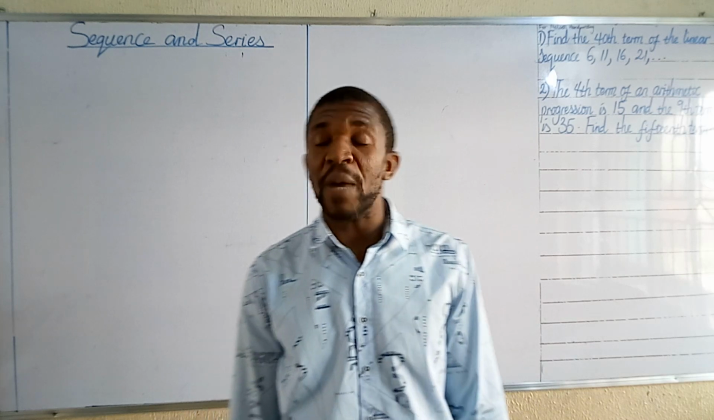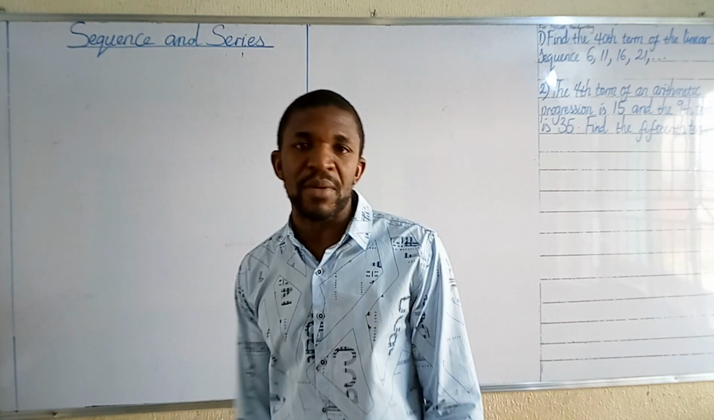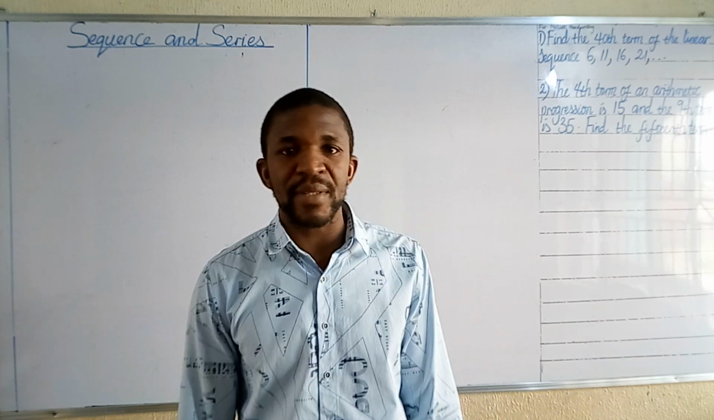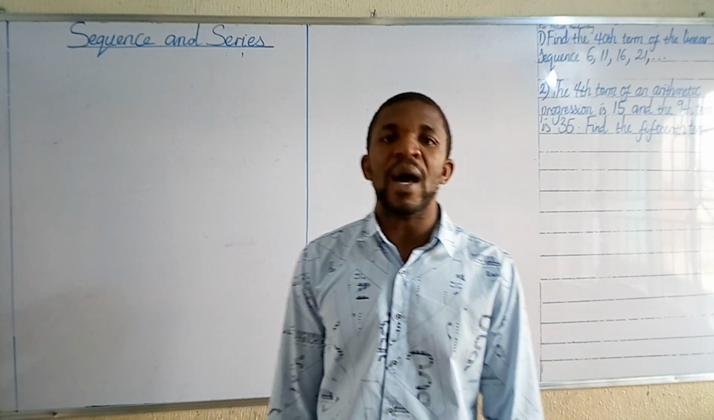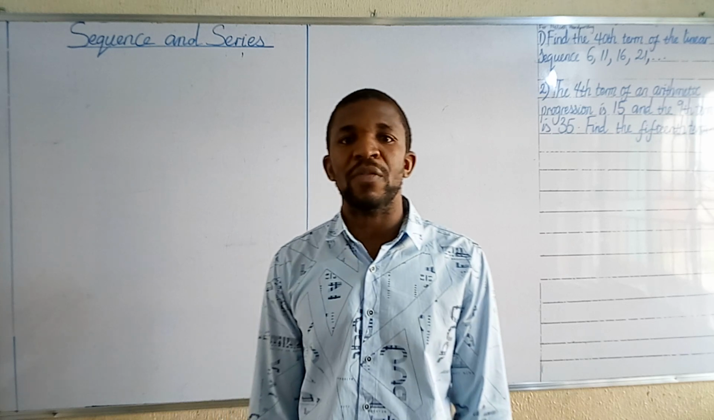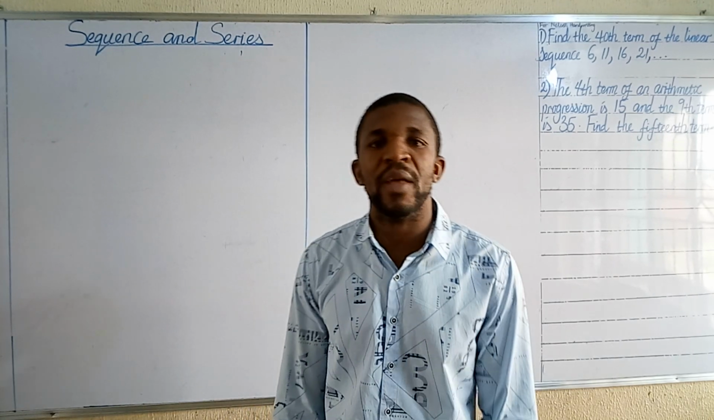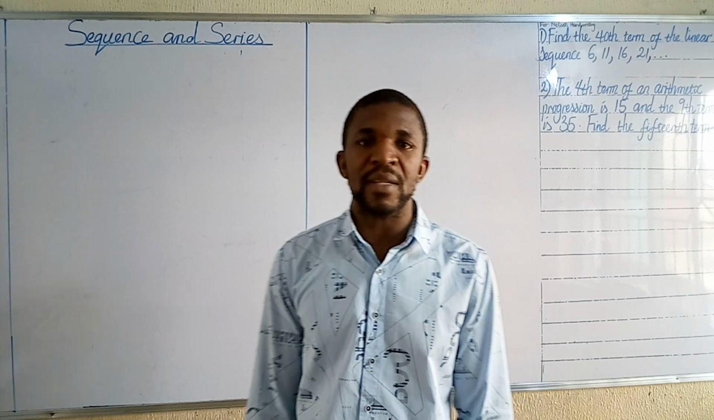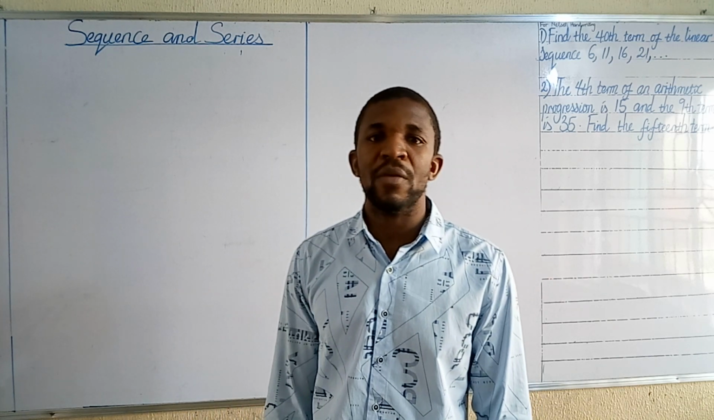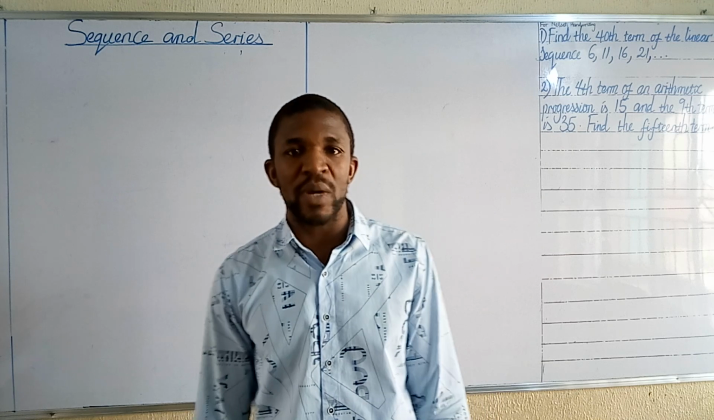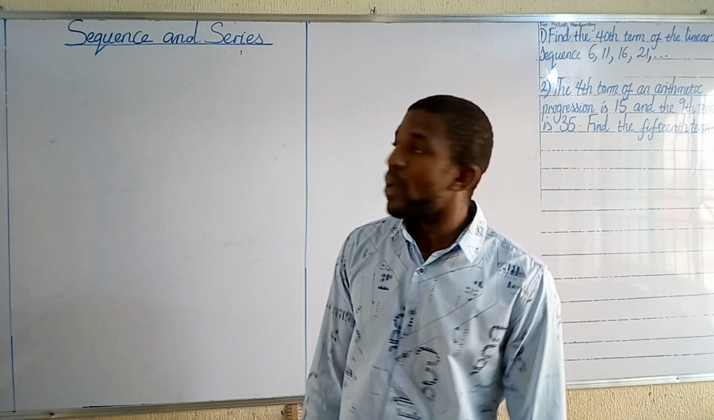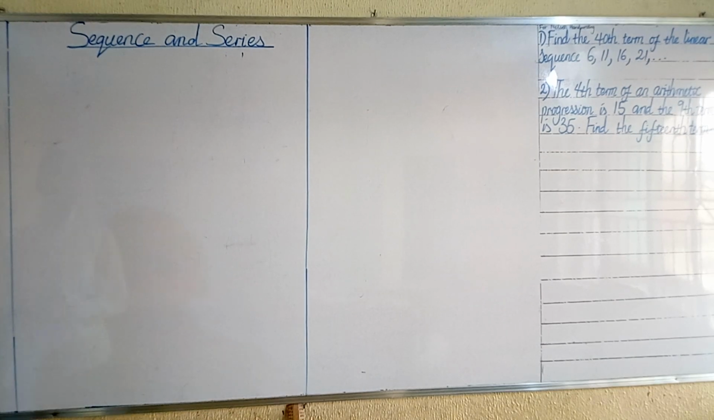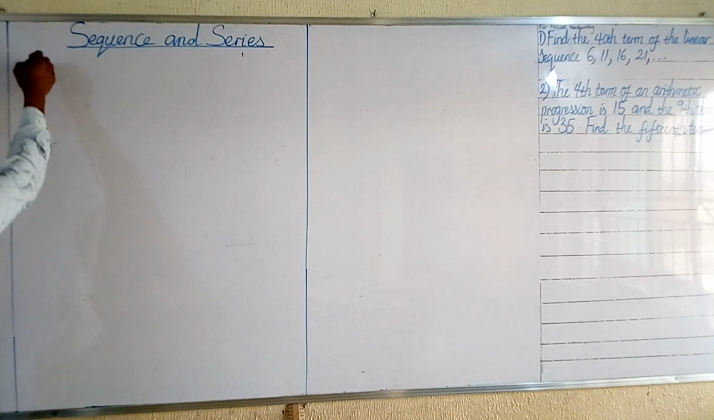And today we shall be looking at sequence and series. What is sequence? Sequence is defined as the arrangement of numbers in a particular order. On the other hand, series is defined as the sum of elements of a sequence. Alright, let us write it down for easy assimilation.